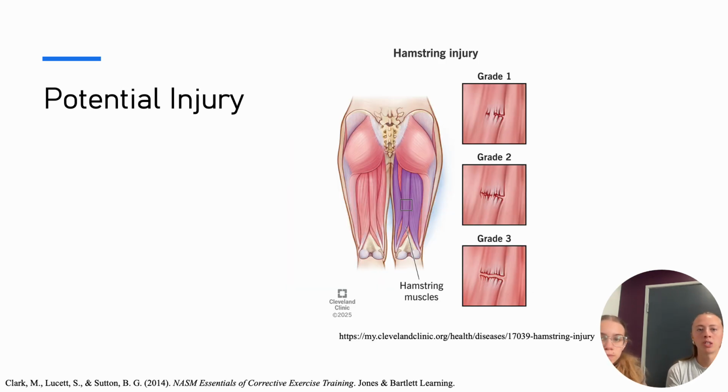A potential injury is commonly tearing or straining the semitendinosus. There are multiple grades for the strain, 1, 2, or 3, and it's commonly caused by overuse or just a direct incident in a sport or workout that caused the strain immediately.